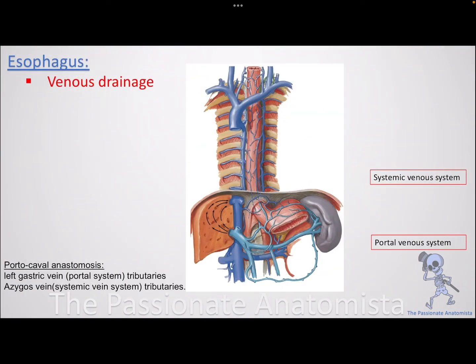Now, the important thing is the venous drainage. Why is it important? We are following the same idea as the arterial supply. We are draining blood from the esophagus by esophageal veins, but there is a very important concept here. When the esophagus drains its blood to the upper part, it drains into the azygos and hemiazygos veins, and these veins eventually drain into the superior vena cava, which is a systemic venous system. What does systemic mean? It means it goes back to the heart directly without going to the liver.